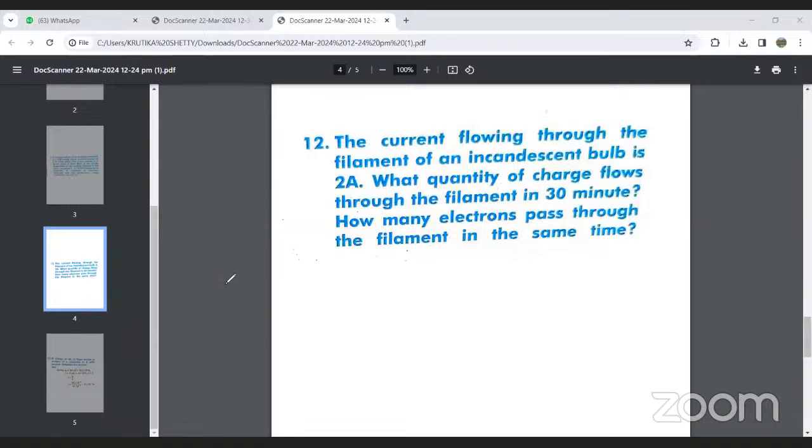So what are they asking? The current flowing through the bulb is 2 ampere. What quantity of charge flows through the filament in the time interval of 30 minutes? How many electrons pass through in the same time? You have to calculate the number of charges. In the first lesson, there was a formula for quantization of charge. You have to calculate n from that. Quantization of charge is Q is equal to n into E. Therefore n is equal to Q divided by E.